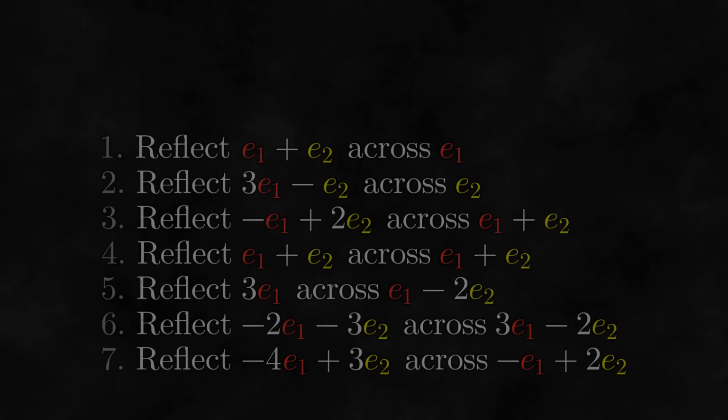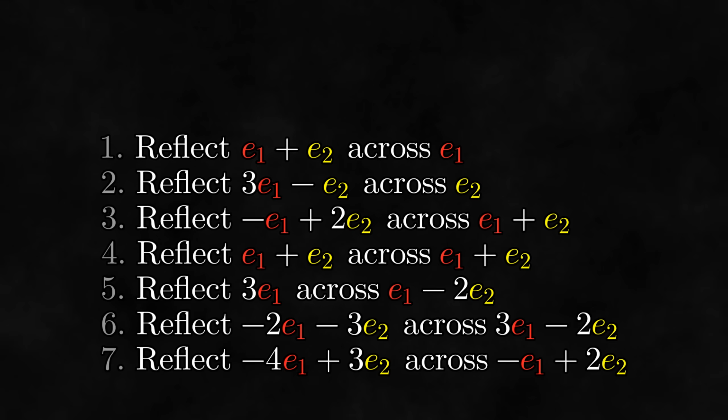Let's do an exercise. Please calculate each of these reflections. When I say reflect this vector across that vector, I mean to use the second vector as the mirror that the first vector gets reflected through. This exercise is computational, so I will just show the answers in a few seconds.